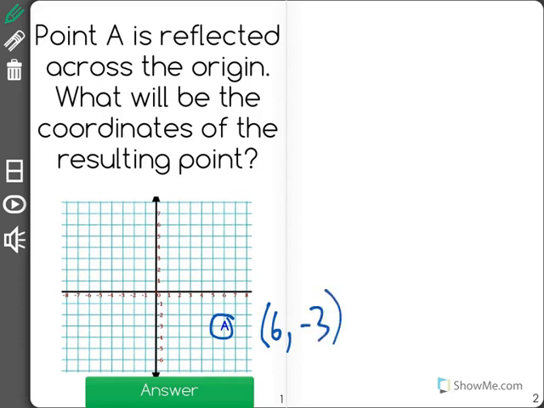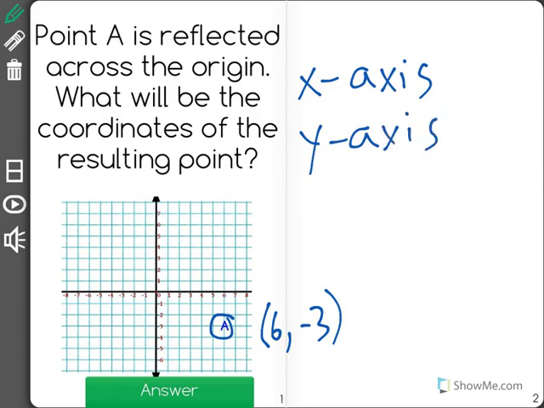Now, there are several reflections they may ask us to do. One could be reflecting across the x-axis, another reflecting across the y-axis, and in this case, reflecting across the origin. Let's start by reflecting across the x-axis.